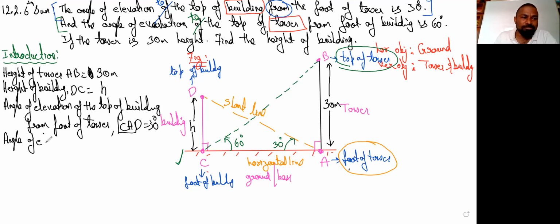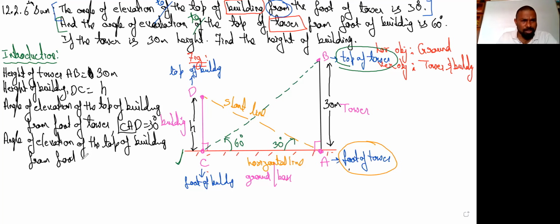We are having one more angle of elevation. Angle of elevation of the top of the tower from the foot of the building. Yeah, so which is the other angle we are having? 60 degrees. So from where did we start? ACB, that is the second one.